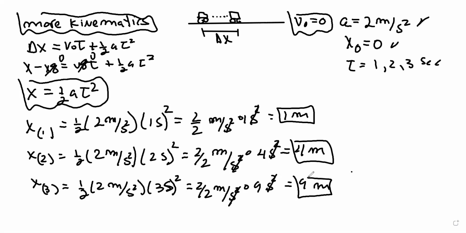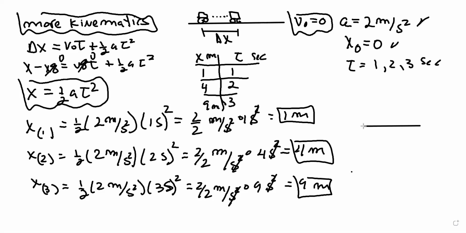So what do we have here? We have x and we have the time. This is in seconds, and this is in meters. For 1 second, we have 1 meter. For 2 seconds, we have 4 meters, and for 3 seconds, we have 9 meters. So we can do a graph of this.